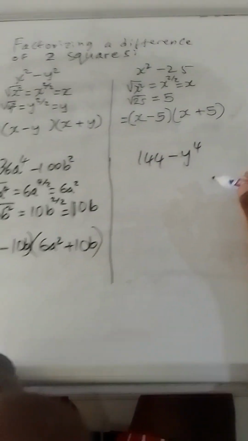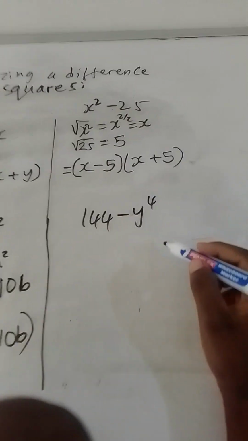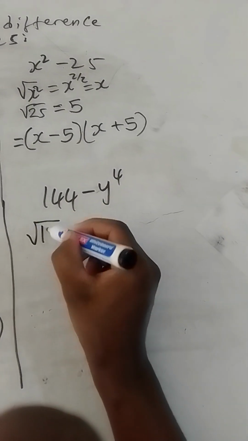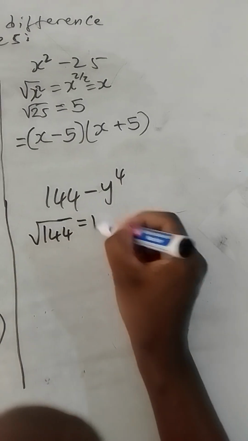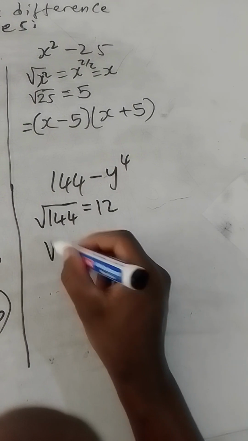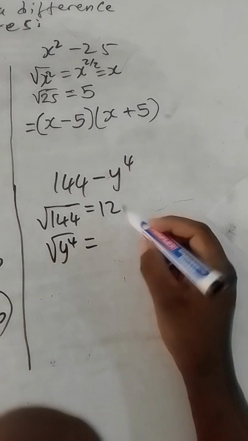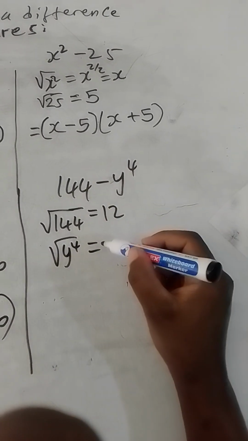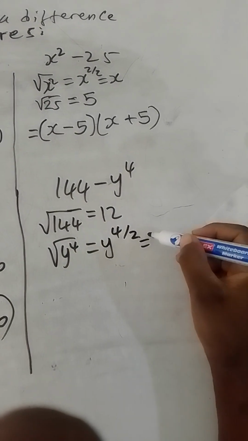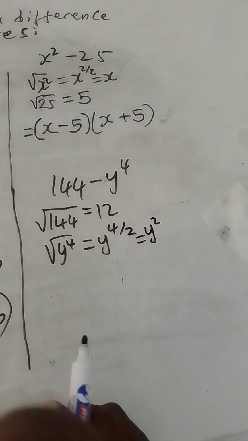And then the last one, we want to do square root of 144, which is 12, because 12 times 12 is 144. And then square root of y to the power 4. Square root of 1 is 1. Square root of y to the power 4 is y to the 4 divided by 2, which is y squared.